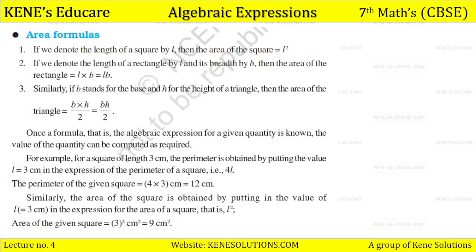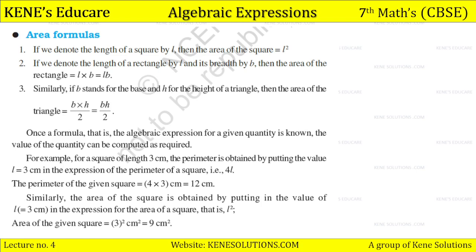So students, area formulas. If we denote the length of a square by l, then the area of the square हो जाएगा l square. If we denote the length of the rectangle by l and its breadth by b, then the area of the rectangle l multiply by b, मतलब lb हो जाएगा. Similarly, b stands for the base and h stands for the height of the triangle. Then the area of the triangle half multiply by base multiply by height होता है. यहाँ पर हम just b multiply by h भी पुट कर सकते हैं, तो bh by 2 हमारा answer हुआ.